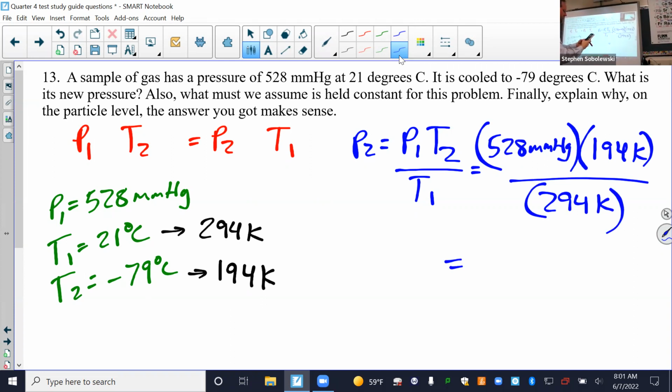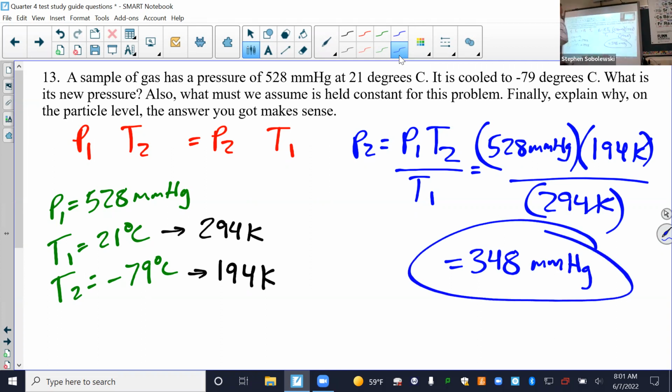528 times 194 divided by 294 gives me 348. And my unit is mmHg. These cancel. That's my new pressure. So again, the second question says, what must we assume is held constant? That's going to be the volume and number of particles, because I didn't mention either of those.